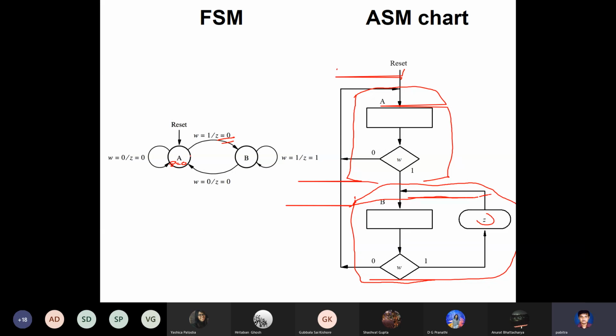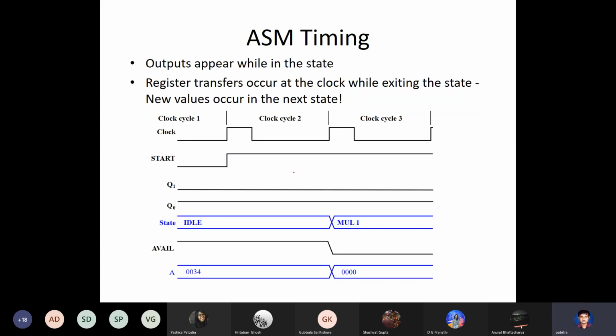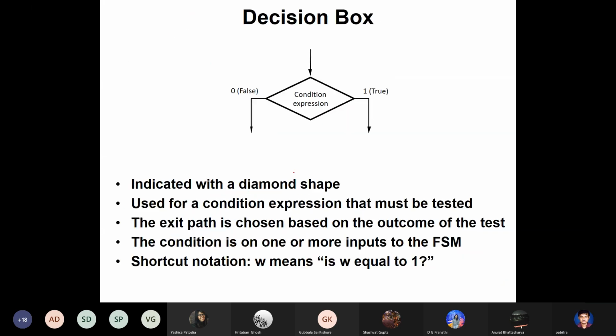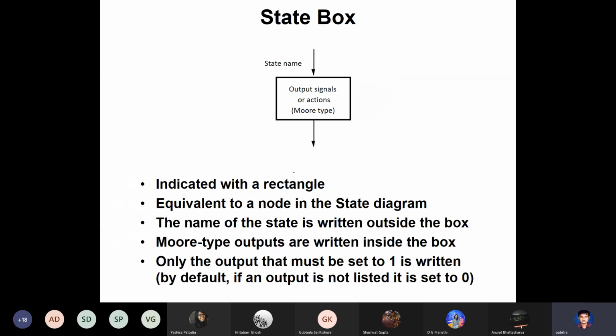So if you are in A, if W is 1, note that as I have told before, only the outputs that are 1 will be written. The 0 outputs will not be written. We have mentioned it here. Only the output that must be set to 1 is written. If an output is not listed, either inside the rectangular box or inside the conditional oval, then it's not 1. All the non-listed outputs are assumed to be 0.